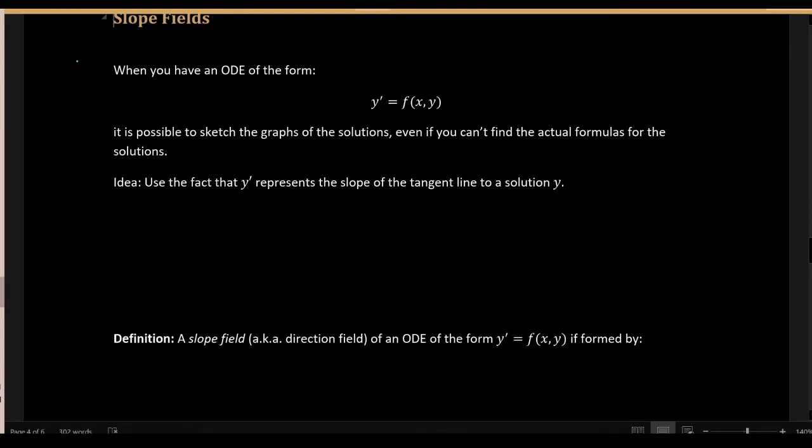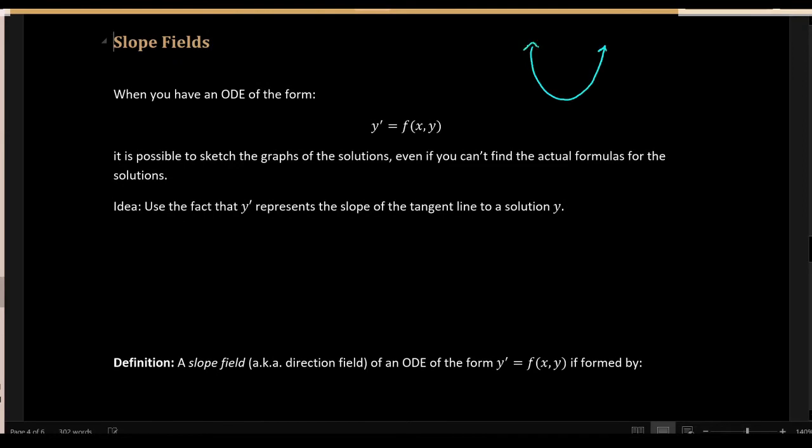In this situation, the idea that we're going to use is that geometrically, the derivative of a function, y prime, is equal to the slope of a tangent line to the graph. For example, when we had the simple function y equals x squared, and we calculated y prime equals 2x, if you plug in x equals 1 to this function, you get 2, which is the slope of a line tangent to the function at that location.